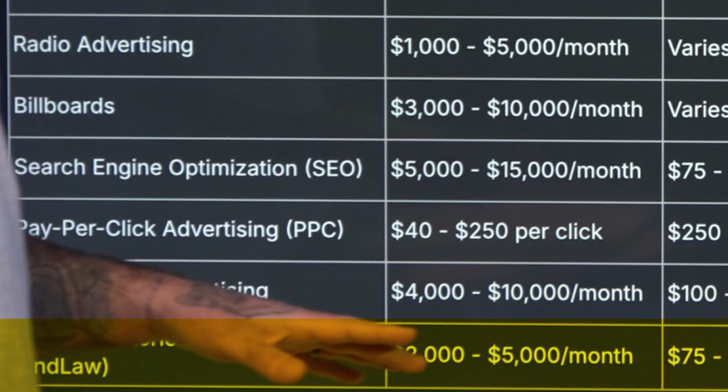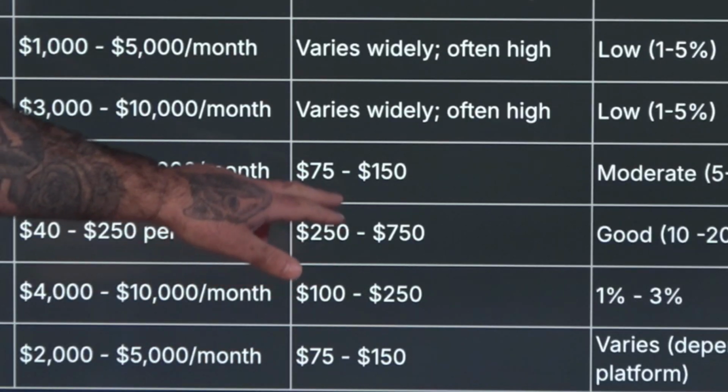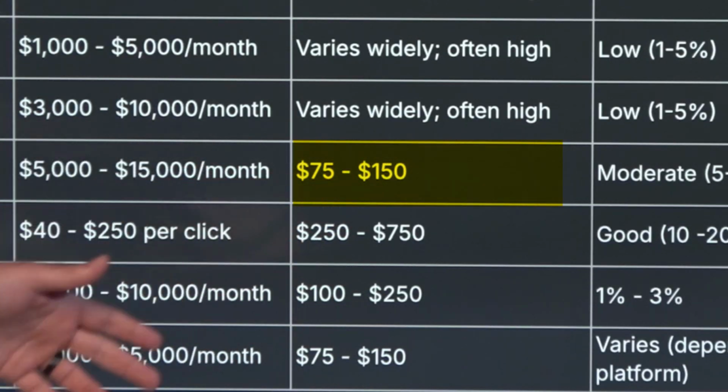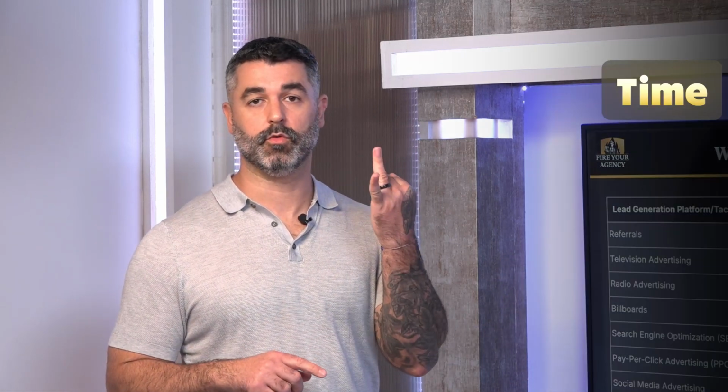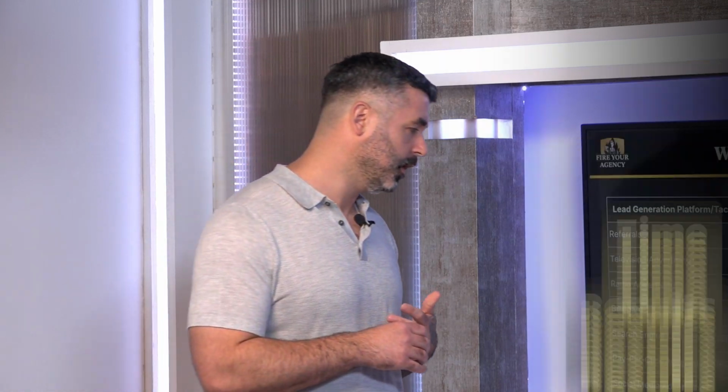So cost per lead when it comes to SEO, SEO is usually going to be the lowest. And that's because SEO scales so well. Now, of course, the biggest downside to SEO is one, time, two, are you even going to get results, because the agency's probably lying to you and they probably stink at what they do. But the cost per lead is going to be the lowest.